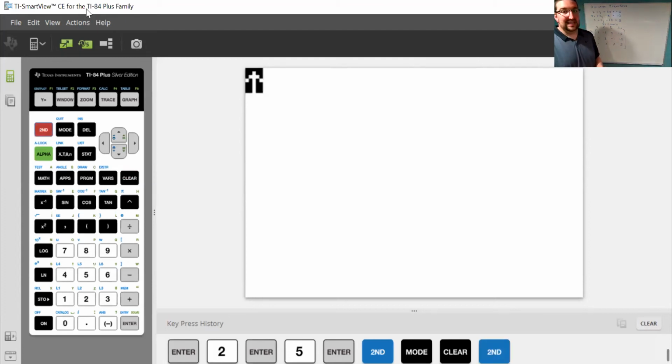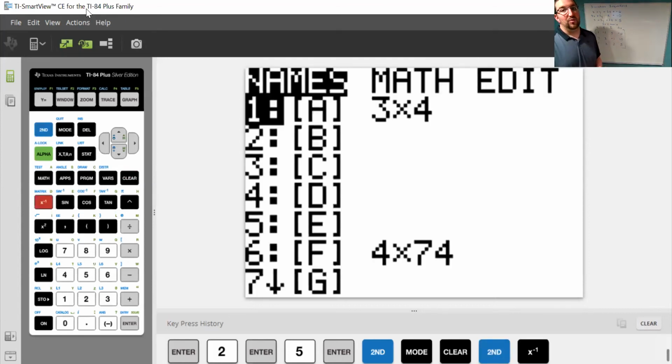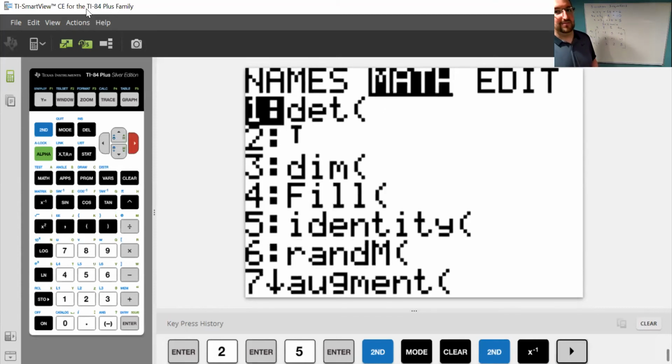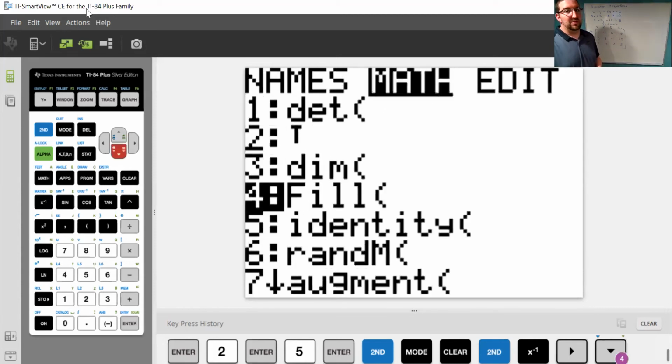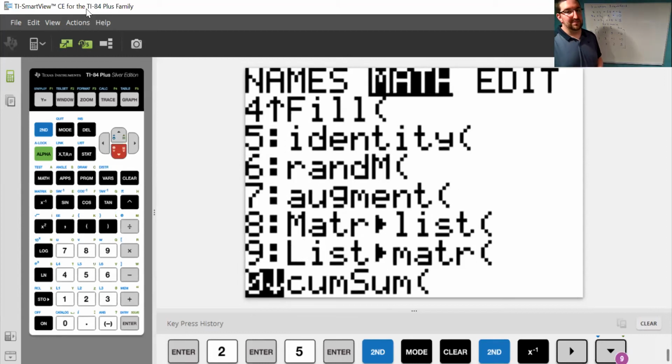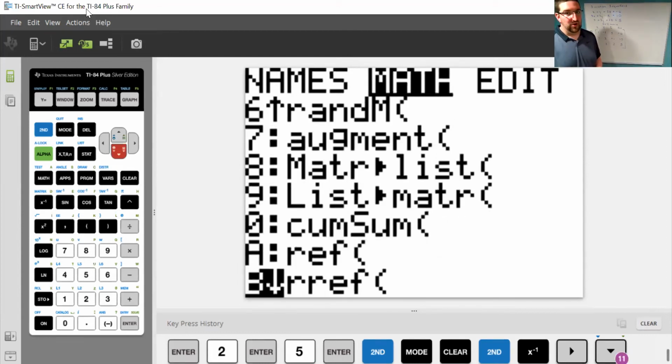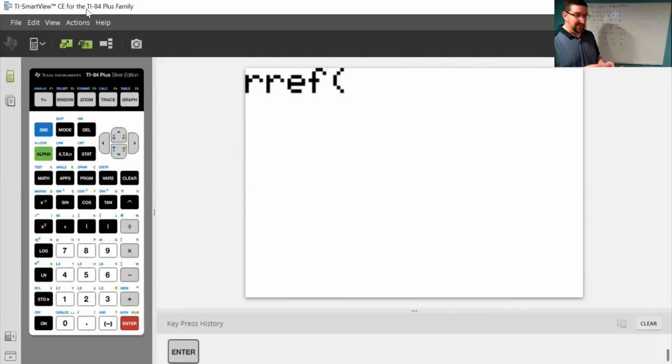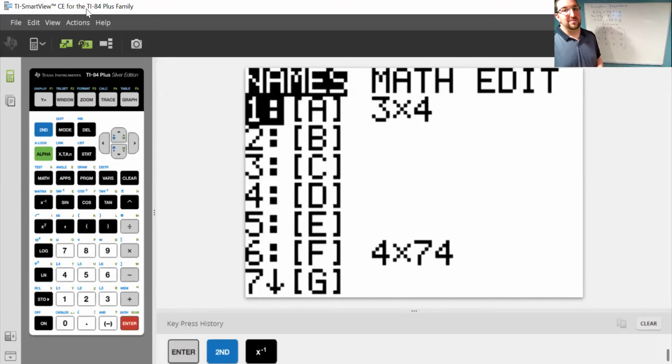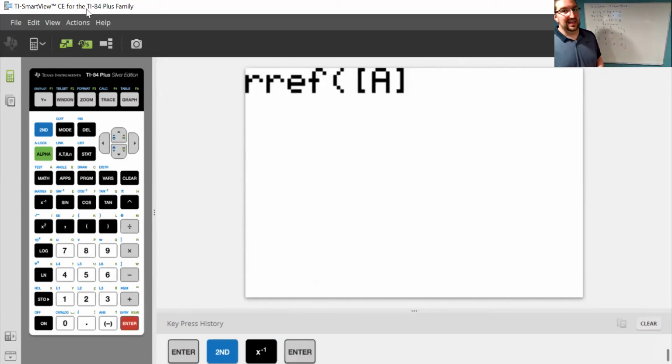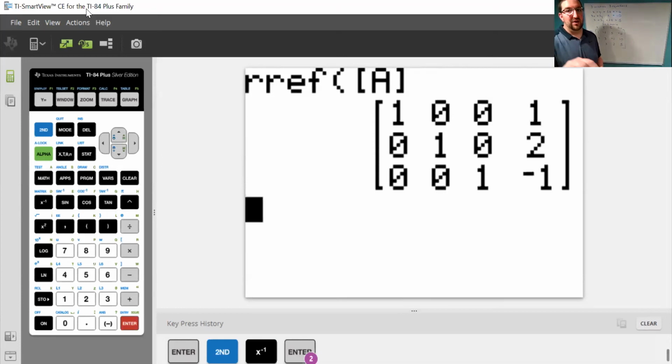So now I need to tell it to find the reduced row echelon form of that matrix. So we're going to hit second matrix again. We're going to go over to the math column, and we're going to scroll all the way down to option B, reduced row echelon form, RREF. Then we're going to tell it what matrix to find the reduced row echelon form of, and that is going to be matrix A. When we hit enter, it gives us our reduced row echelon form matrix.